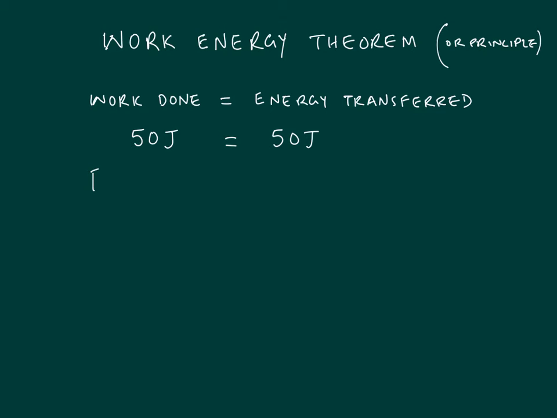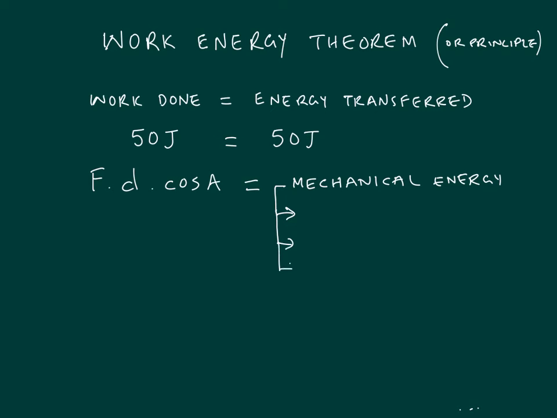Now, work can be done by the application of a force through a distance, and there may be an angle between the two, cos alpha. And this leads to a transfer of mechanical energy to the body. Now, the mechanical energy can be one of three types, and we will look at each of these in turn. It could be kinetic energy, it could be gravitational potential energy, and it could be elastic potential energy.